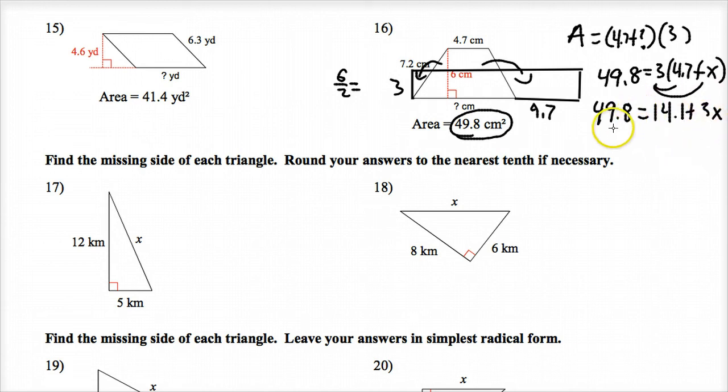Now, there is another strategy. You could try and guess what that number would be. For example, if I just divided by 3 to start, then I could figure out something plus something equals that number. Either way, you're looking for a number that when you add 4.7 to it and then multiply it by 3, you would get 49.8.